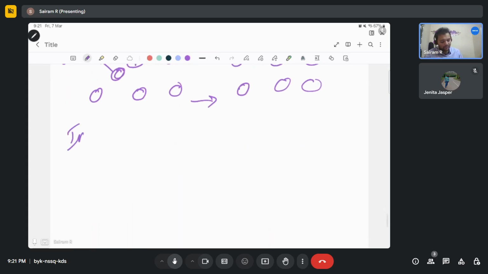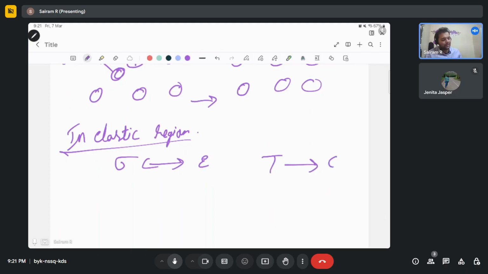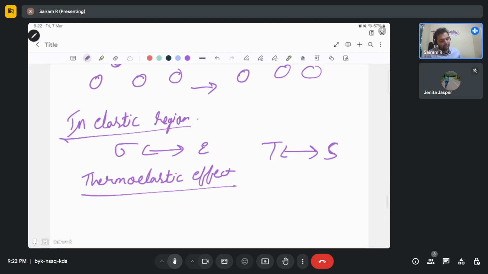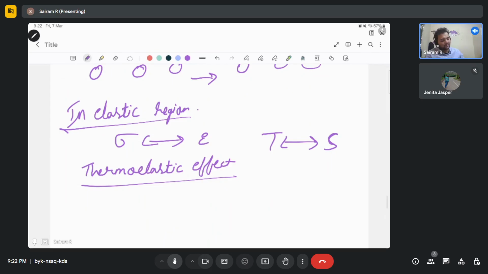Again, in the elastic region, just like we are able to have a comparison between our stress and epsilon strain, we can also have a comparison between the temperature and the entropy of the system. This effect is called the thermoelastic effect. Why do we call it the thermoelastic effect? Because with the change in entropy there will be a change in the temperature, from the Gibbs equations we know for sure.